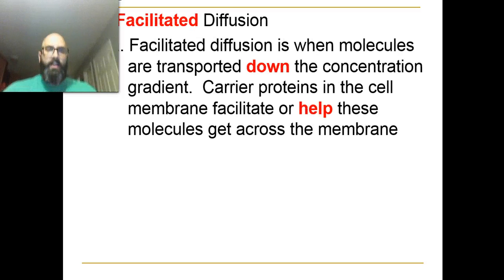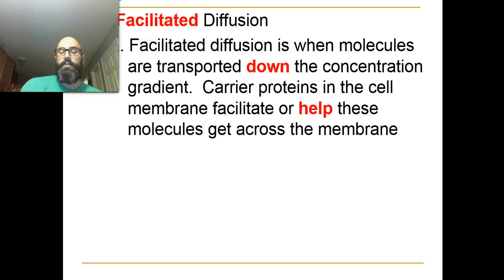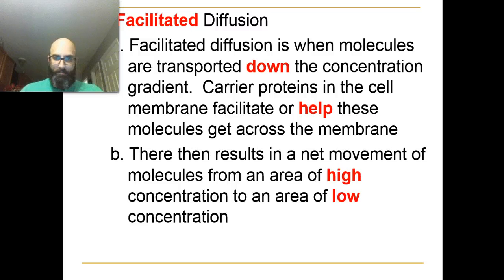Continuing on, we're going to get into facilitated diffusion. Facilitated diffusion still works on concentration gradients, but the substance that wants to get in or out, moving from high concentration to low concentration, actually needs what are called carrier proteins. These are just proteins within the cell membrane that help the substance move across the cell membrane, but it does not use cellular energy. Keep that in mind.